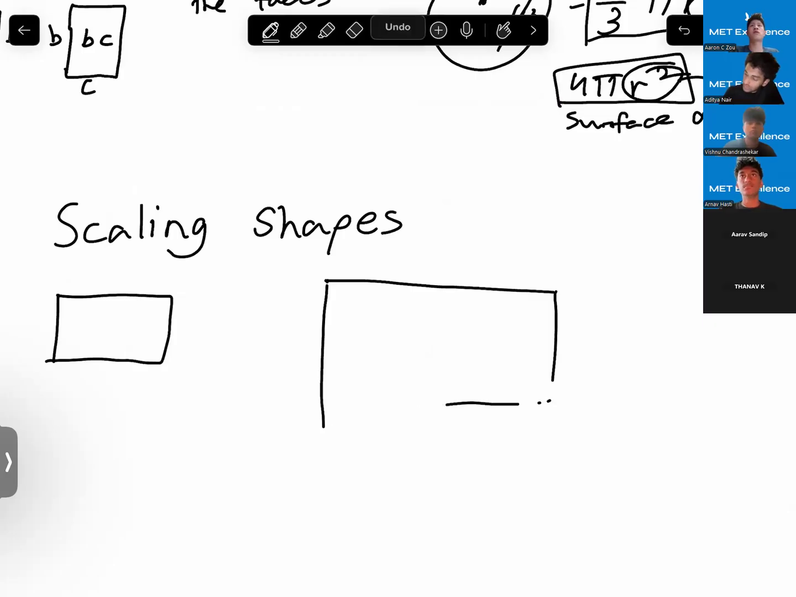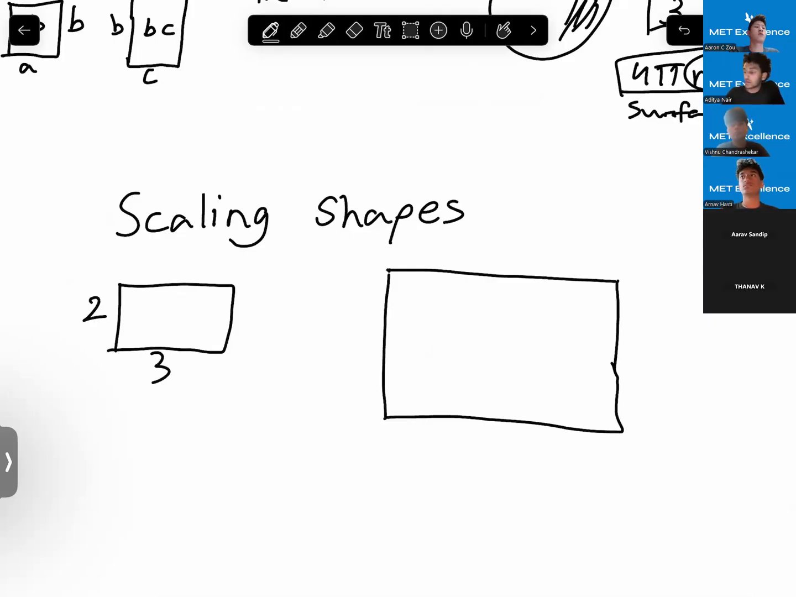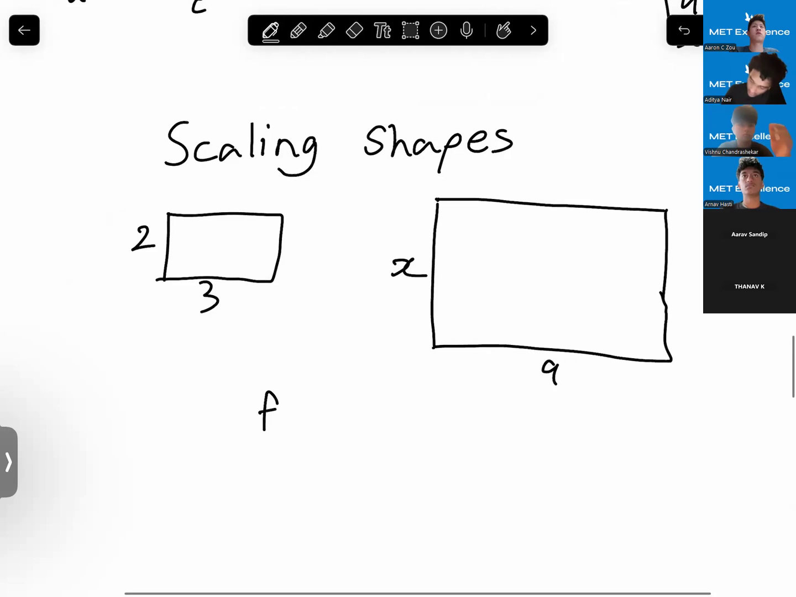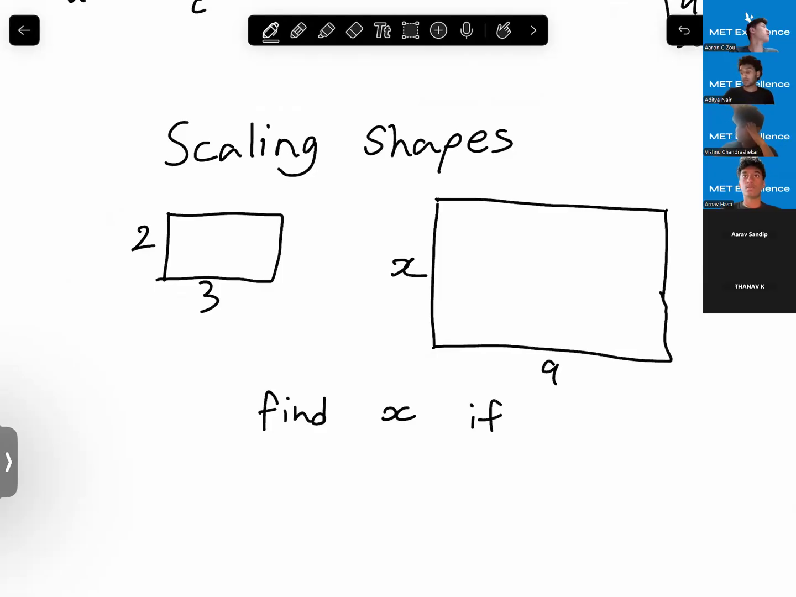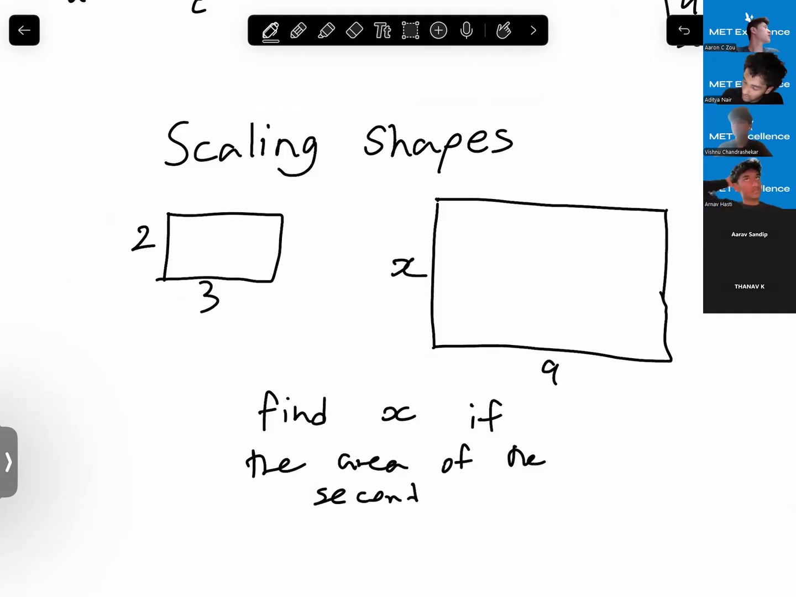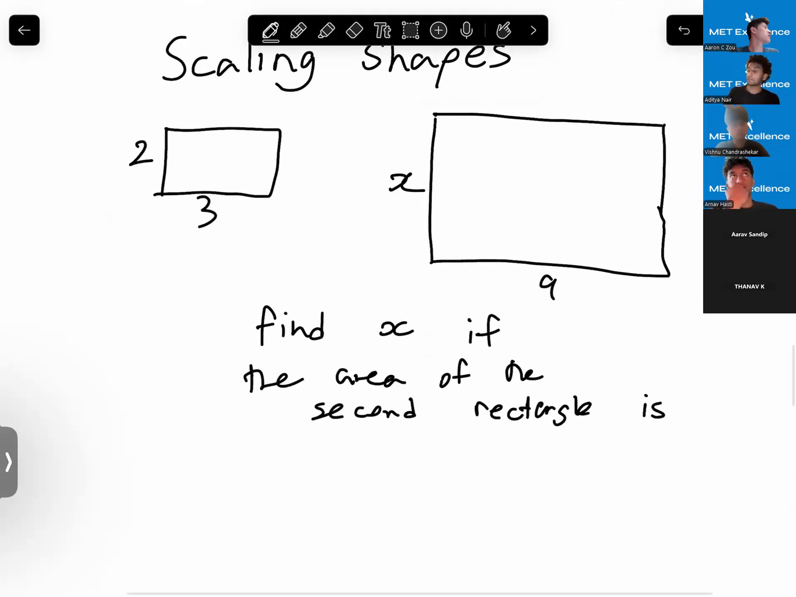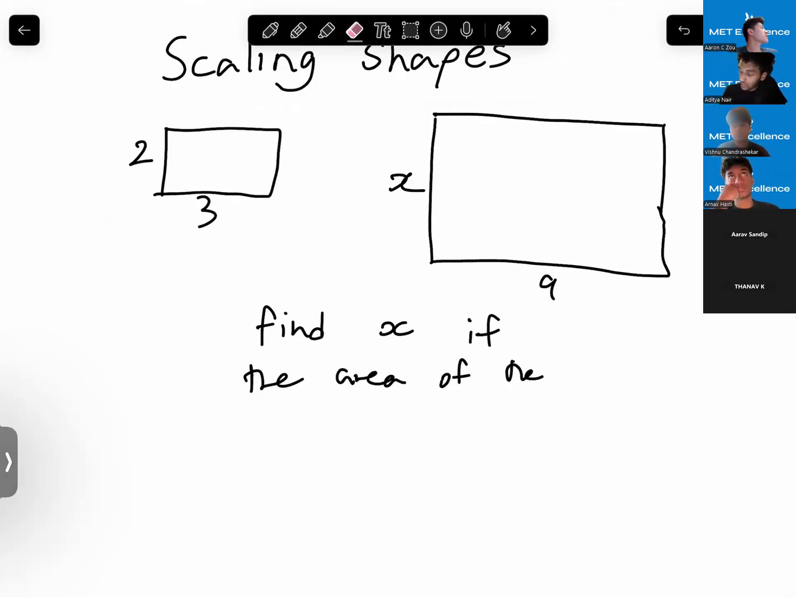I'll just do this. 2, 3, x9. Find x if the area of the second rectangle is... I see a lot of you put in 6. That will be correct, I think.